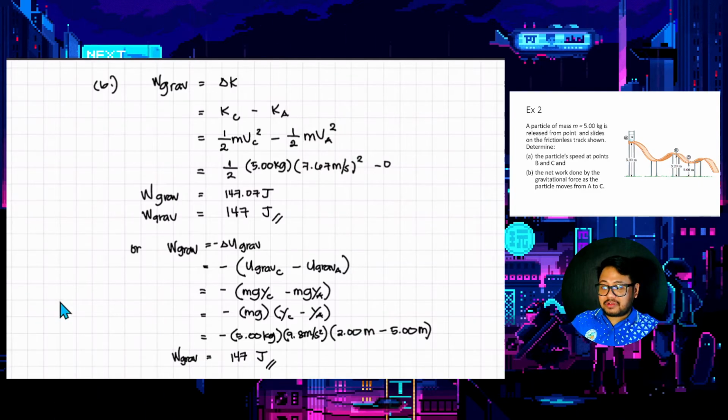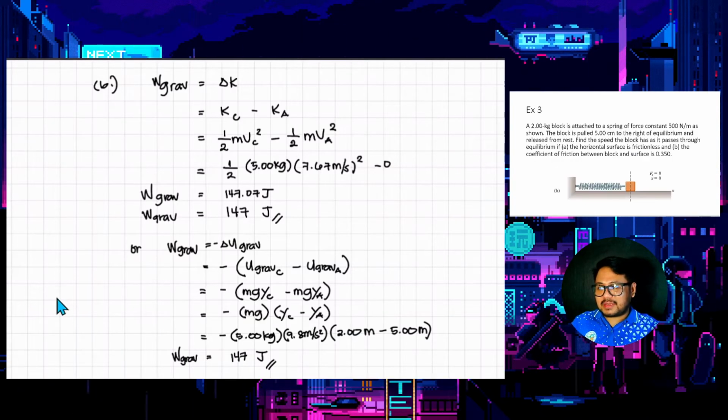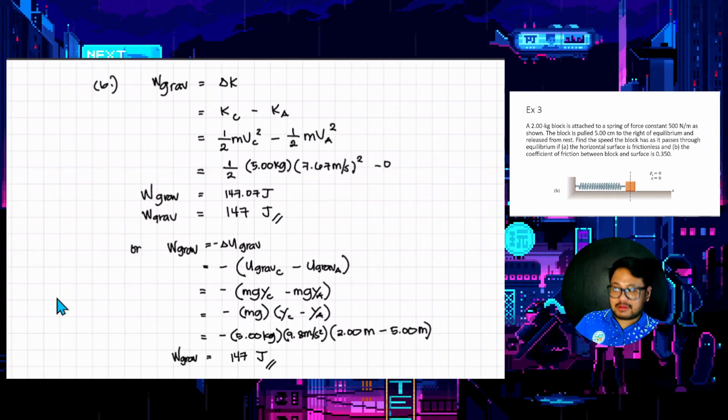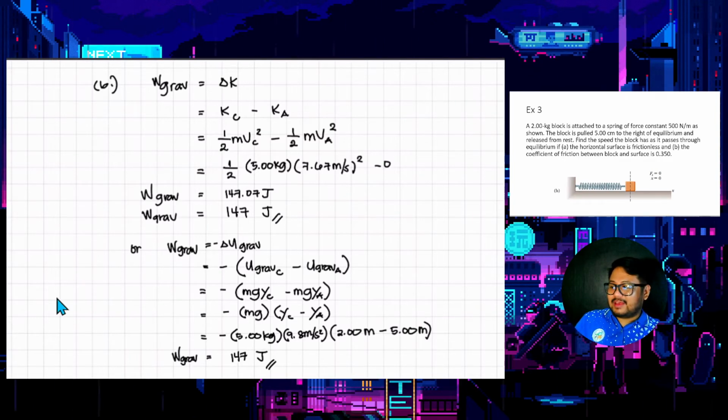Let's have number 3. Number 3 is, I think, kind of long, but it's just easy. A 2 kg block is attached to a spring of force constant 500 Newton per meter, as shown. The block is pulled 5 cm to the right of the equilibrium and released from rest. Find the speed of the block as it passes through the equilibrium position if A, the horizontal surface is frictionless, and B, the coefficient of friction between the block and the surface is 0.350.